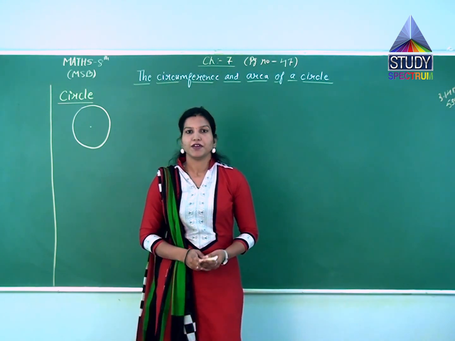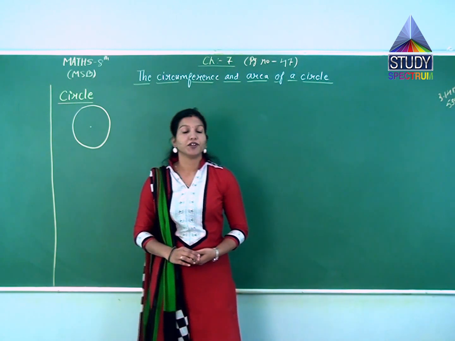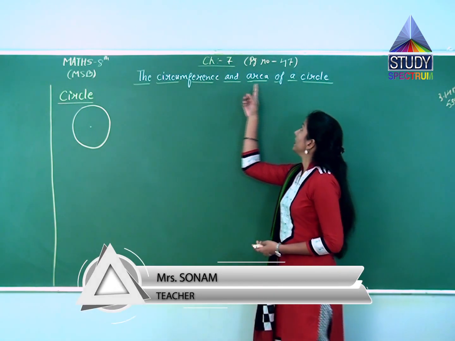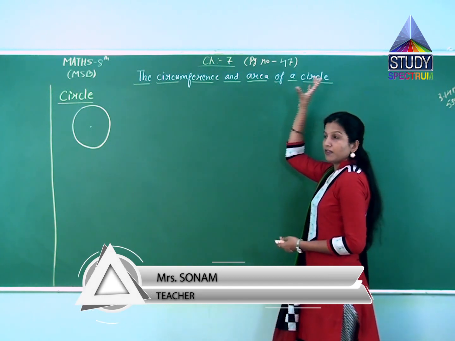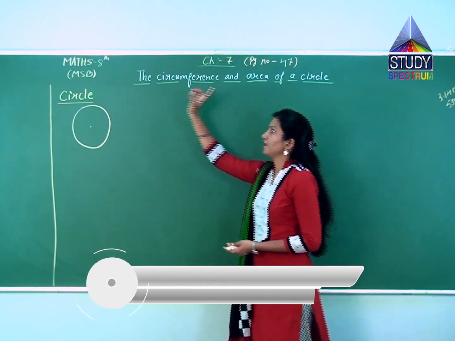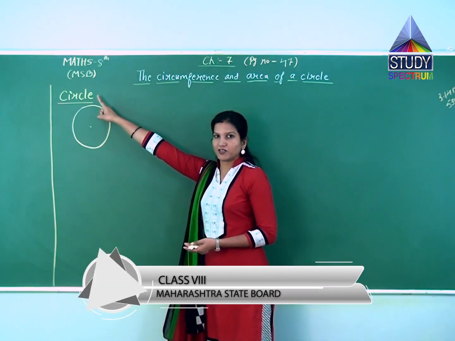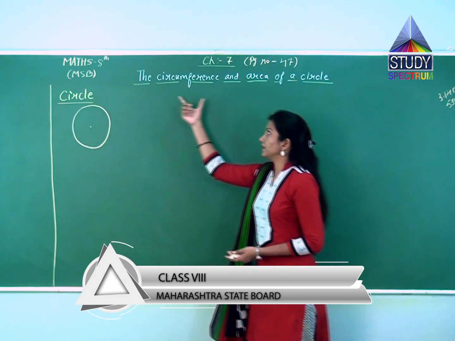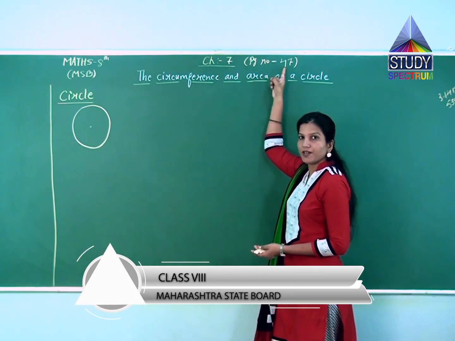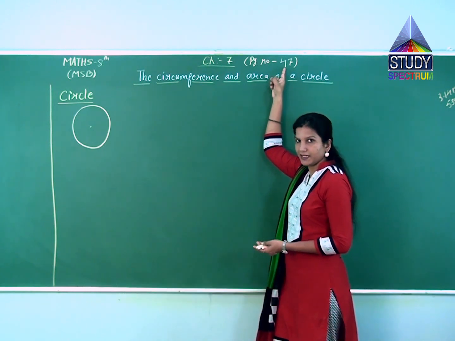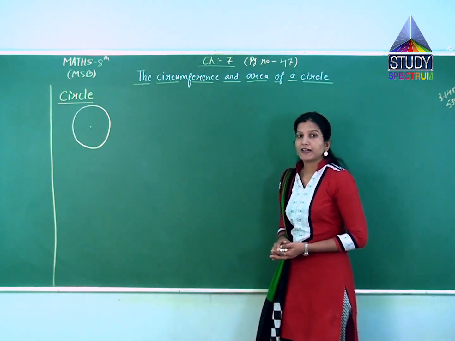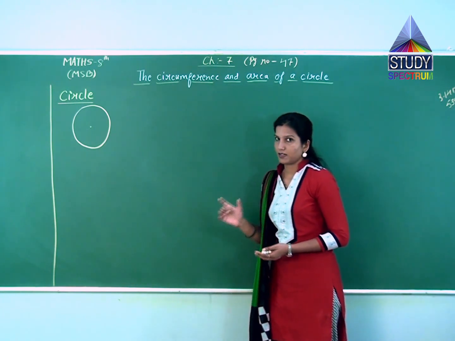Study spectrum. Students, today we have a new topic with us, that is the circumference and area of a circle. This topic has been taken from your textbook of 8th standard of Maharashtra State Board, and this chapter number 7 is on page number 47 of your textbook. You can see there. Now, our topic is the circumference and area of a circle.